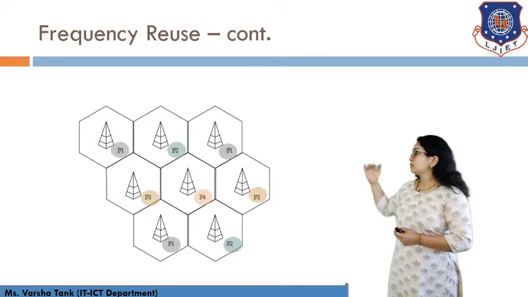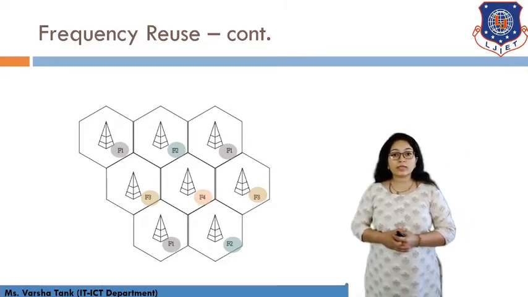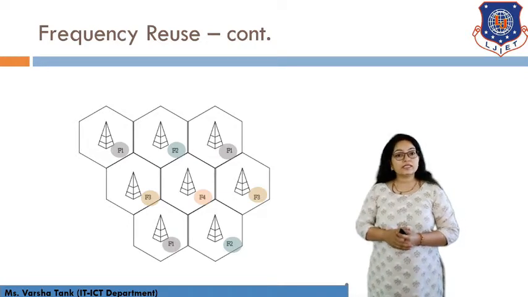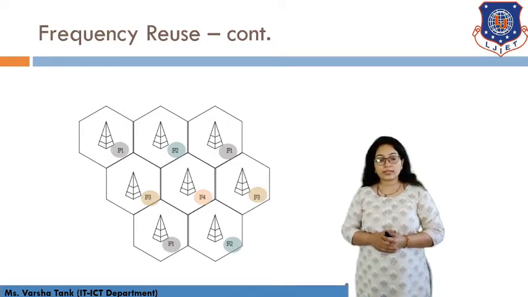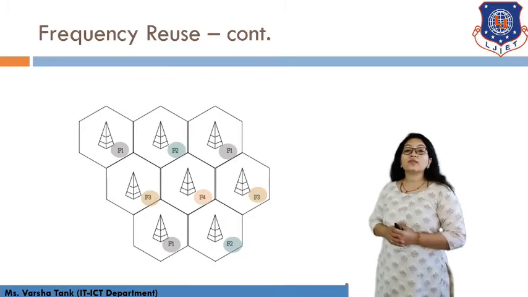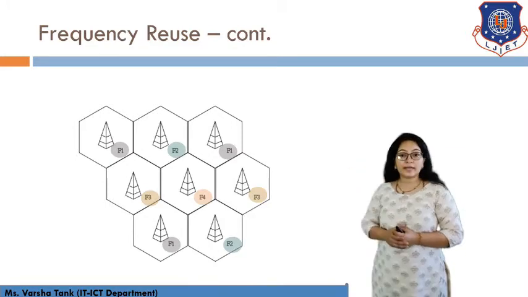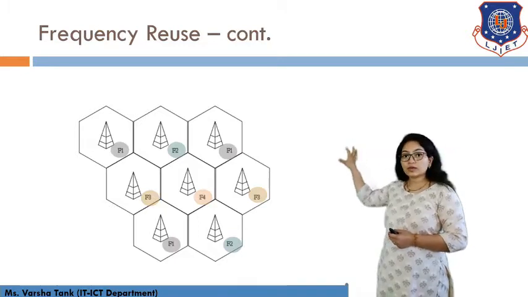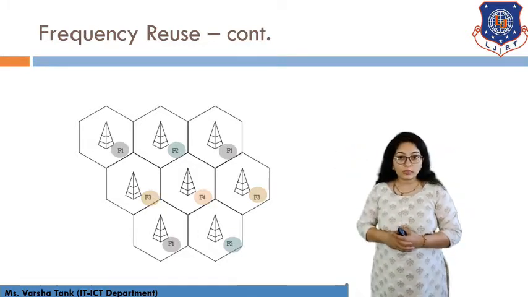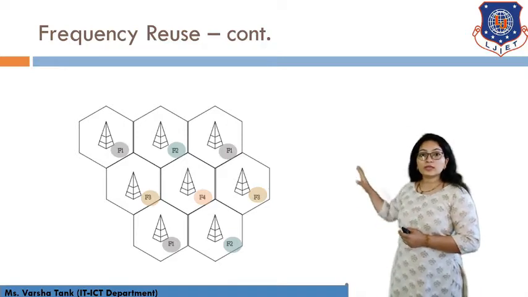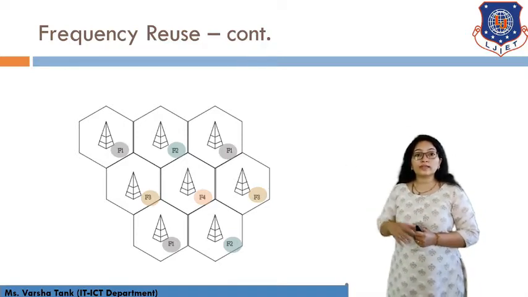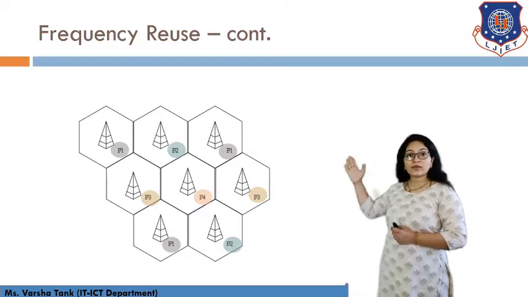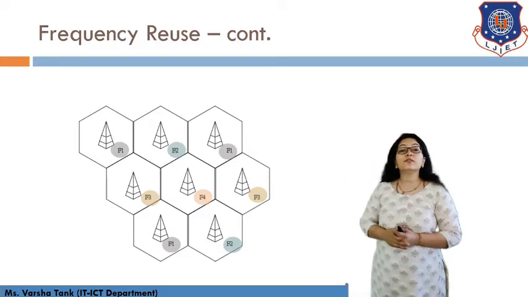Okay, so here you can see the concept of frequency reuse. Here you can see the entire area is divided in the cellular network into hexagonal cells, and in each and every cell there is one antenna. In each cell we are using a different frequency. Here you can see we are using a total of 4 frequencies to provide services to this area: F1, F2, F3, and F4.